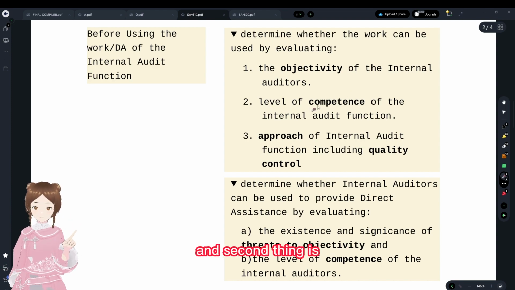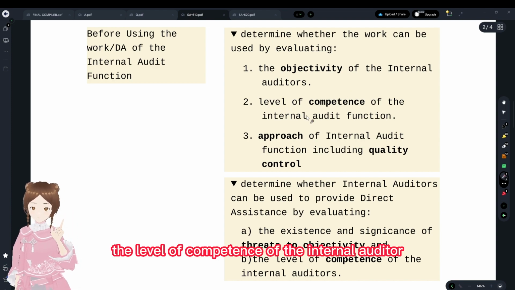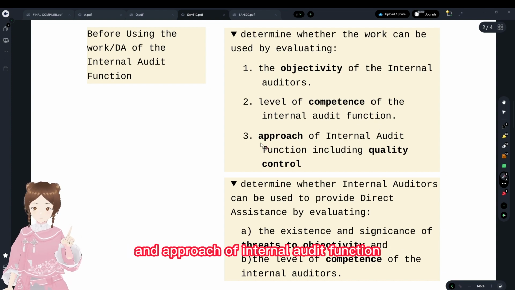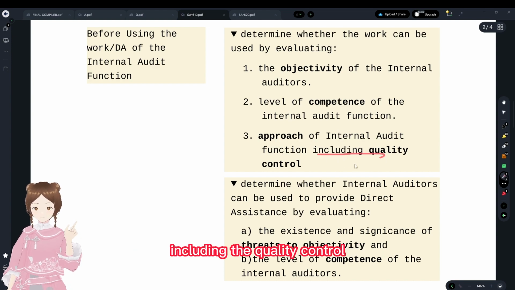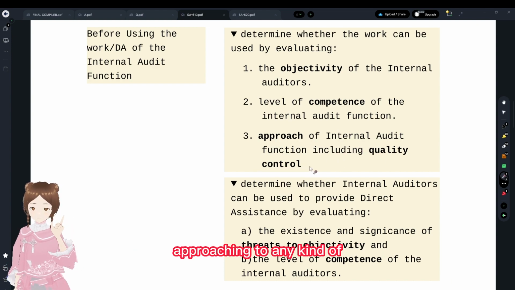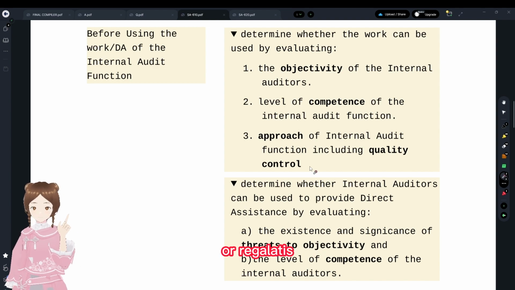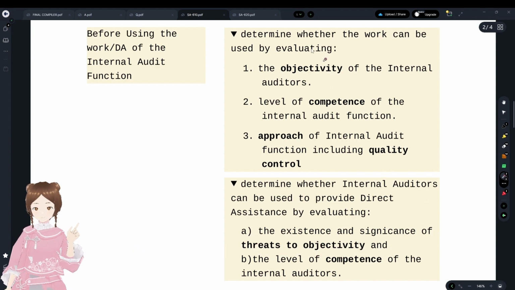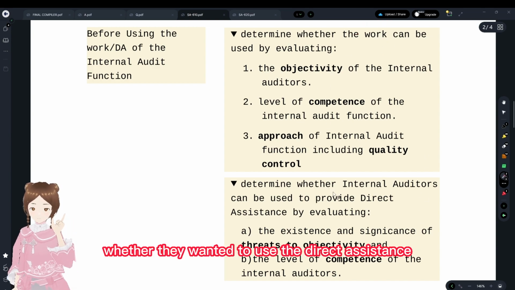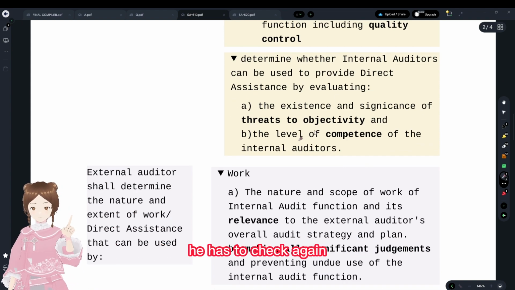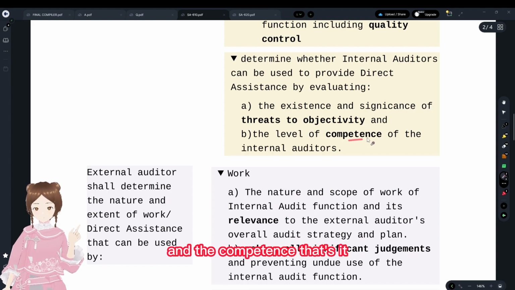That's one thing. And the second thing is the level of competence of the internal auditor and how well they could perform the internal audit function, and the approach of the internal audit function, including the quality control, how they approached any kind of misstatement, irregularity or deviation, and how they performed the audit procedures while using the work. And while determining whether they want to use direct assistance, what does he have to check?